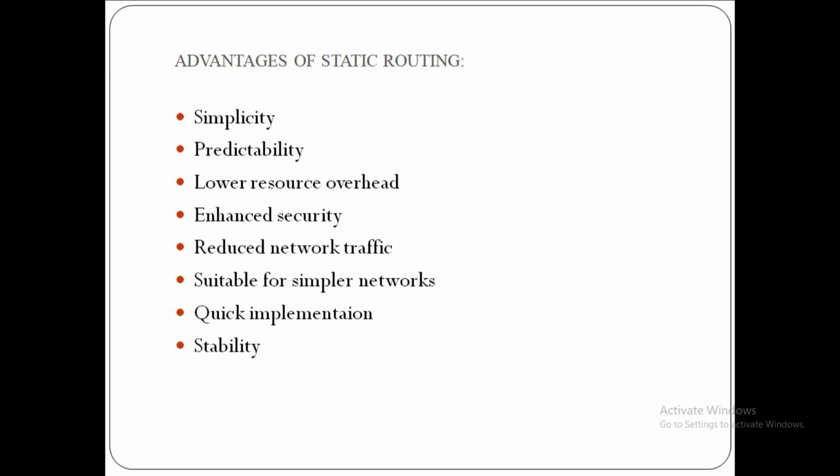By specifying routes explicitly, administrators can limit the path the data takes, reducing the risk of unauthorized access and data leakages. Reduced network traffic. Dynamic routing protocols exchange routing information, leading to more network traffic and potential overhead. In contrast, static routing doesn't generate additional traffic because routes are manually configured and do not require periodic updates.